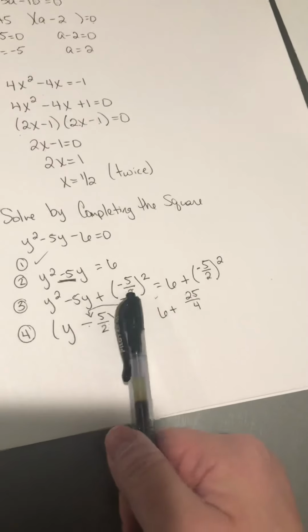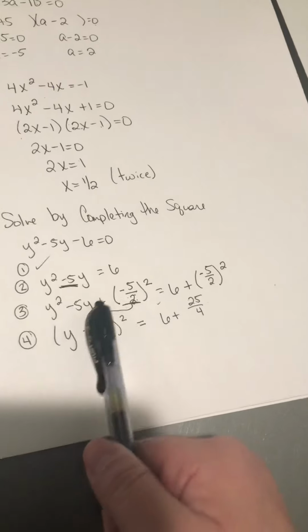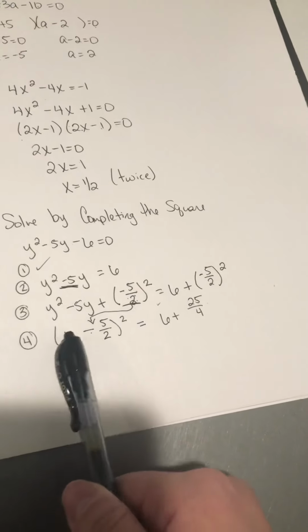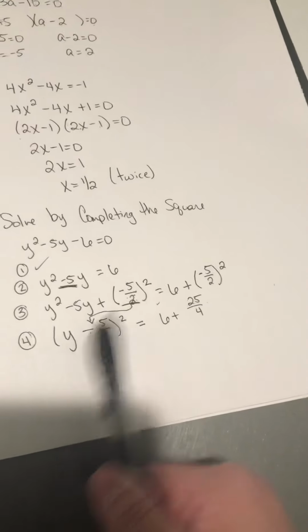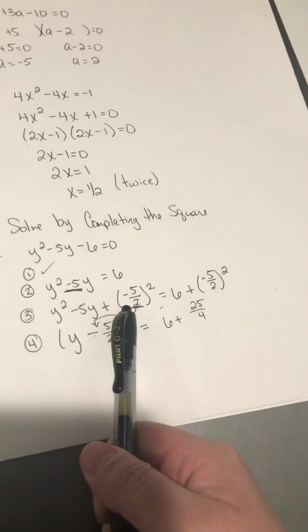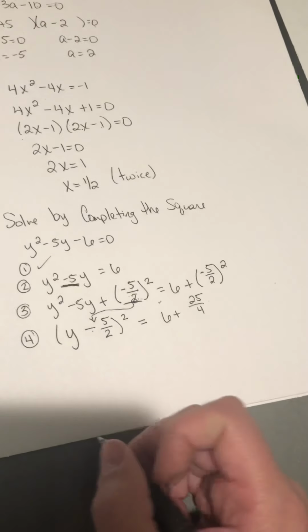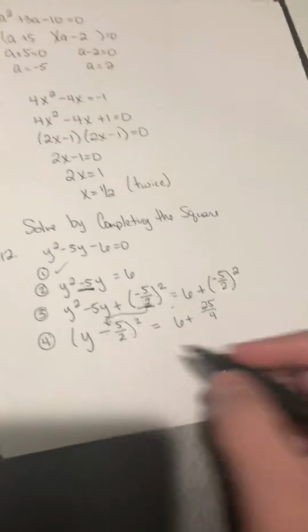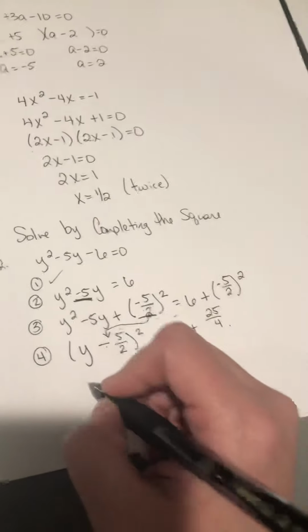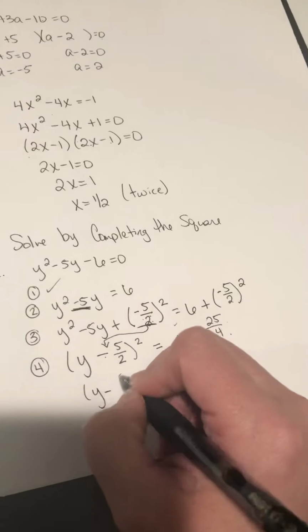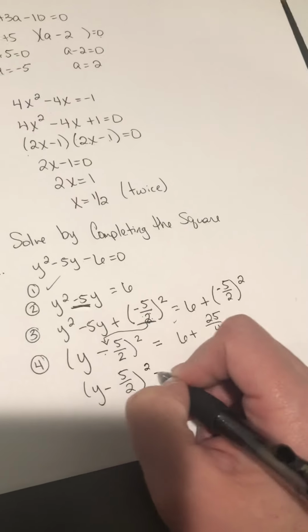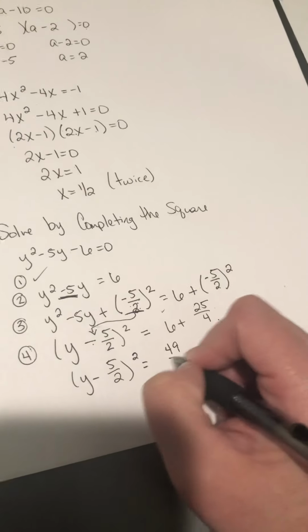So again, you do this so that you can write this whole trinomial here as something squared. So whatever you put here is what has to go here, and then you can write it as something squared. And then 6 plus 25 fourths, it's not really a numbered step, it's just simplifying the right-hand side, so that is 49 fourths.